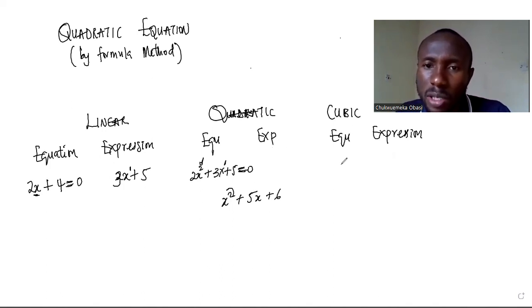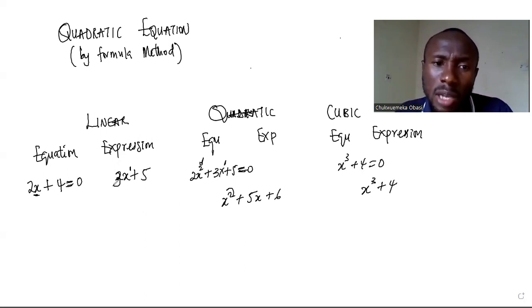And so cubic is when the highest power of the unknown variable is 3. Something like x cubed plus 4 is equal to 0. This is 3. So this is called a cubic equation. And when it does not have the equality sign, it is called maybe a cubic expression. All right. So I believe we got this one clear.